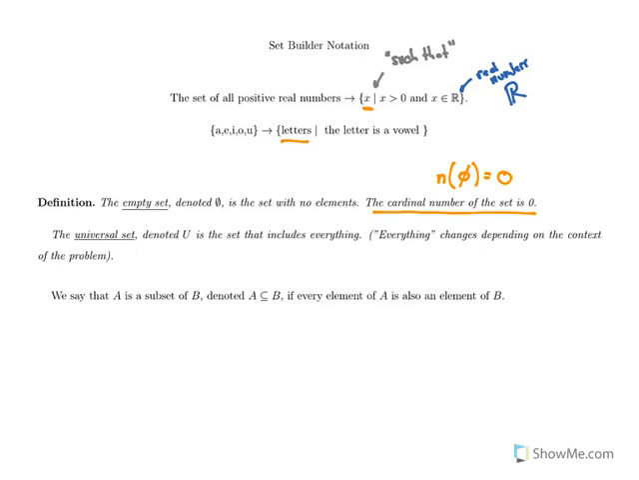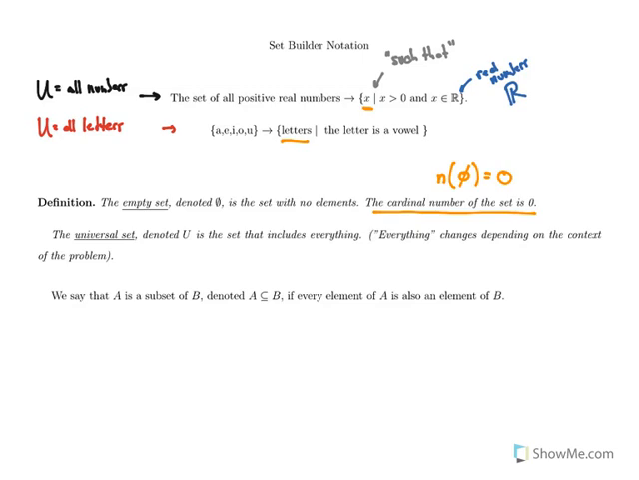Opposed to the empty set is the universal set. That's denoted a capital U, and that's the set that includes everything. What does everything mean? Well, everything changes depending on the context of the problem. So for instance, in our first example in the set builder notation, U is all numbers. Whereas in the second one, U is all letters. And what U is, the universal set, could change completely depending on problem to problem. And sometimes it's defined, and sometimes it's just implied in a certain context.